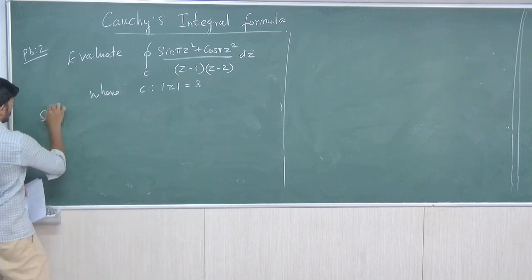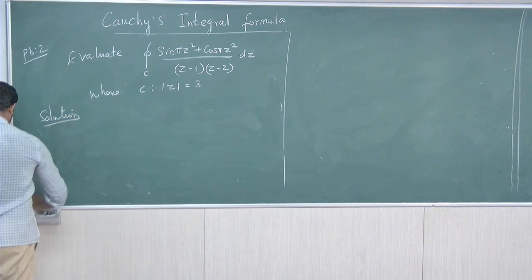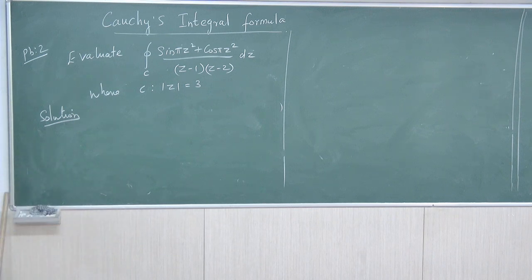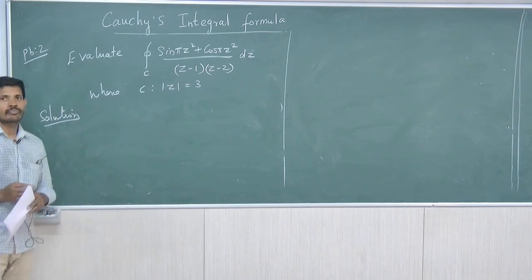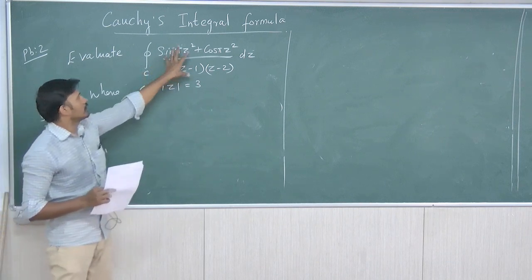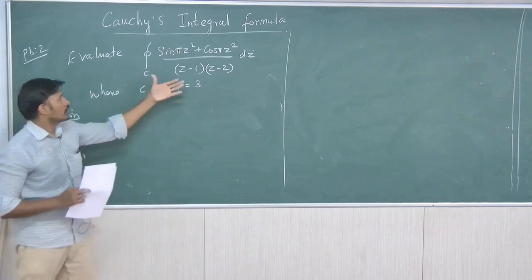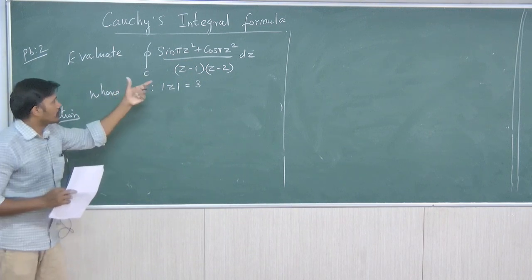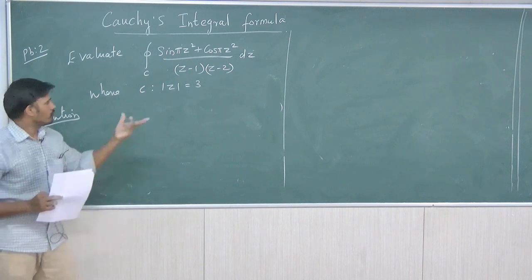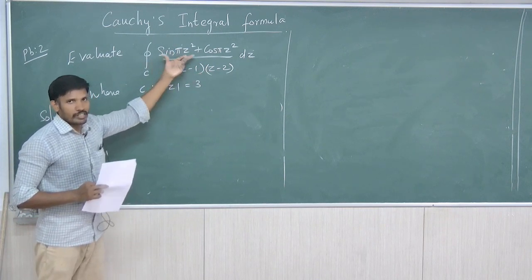Solution. Right. So here also I am going to use the same formula, Cauchy's integral formula. So before that, where the integrand fails to be analytic, or where the function is not defined, which point the function is not defined. Simple. Suppose if you substitute z equal to 1, you won't get anything, right?